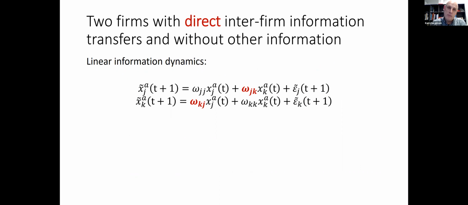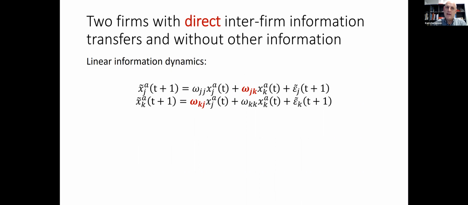We take the Ohlson model, which is a model with linear information dynamics, and we extend it to 2 firms. To do that, you see here the linear information dynamics that we assume. We use the Ohlson notation as closely as we can, so J is the subscript for one firm, and K is the subscript for the other firm.